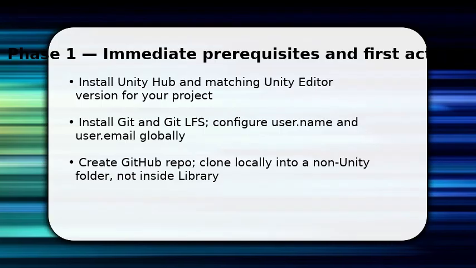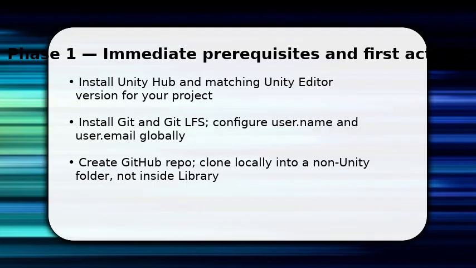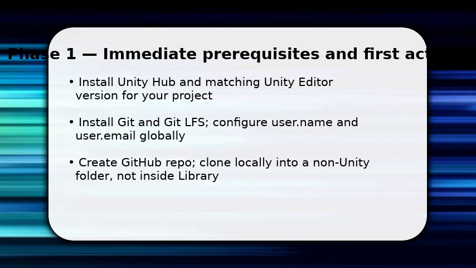You start by preparing essentials. Install Unity Hub and the exact editor version your project uses, and install Git plus Git LFS so large assets track correctly. Next, configure Git user name and user email, and enable Git LFS for common Unity file types.